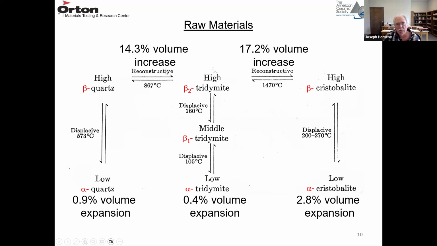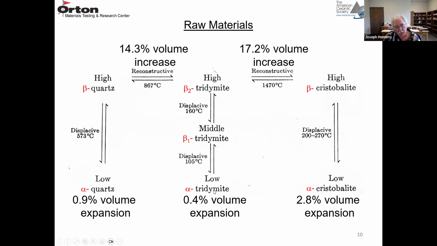If you go from quartz to cristobalite at a higher temperature, 1470 degrees C, another reconstructive transformation, there's an even bigger volume increase, 17.2%. These large volume increases really can disrupt the structure.